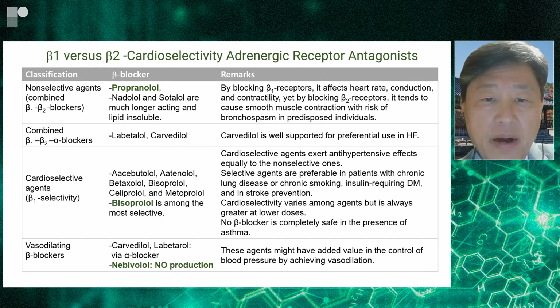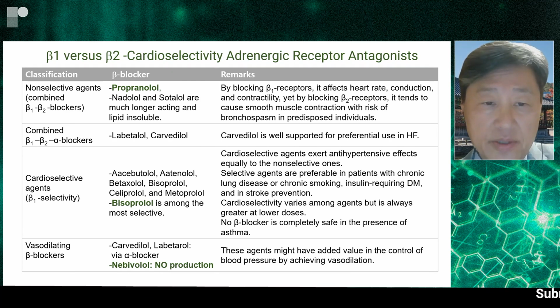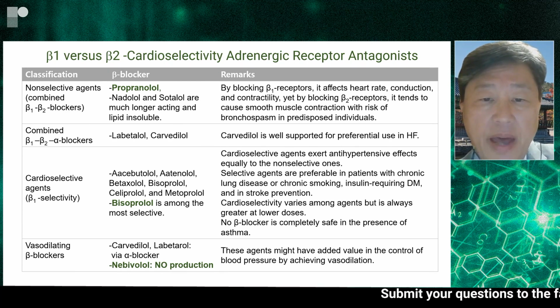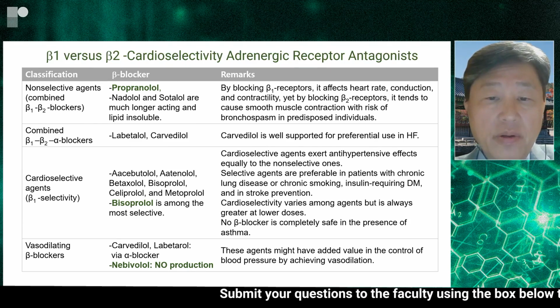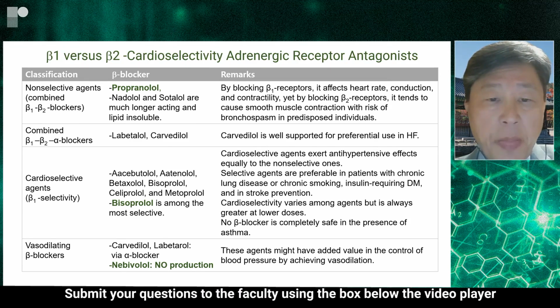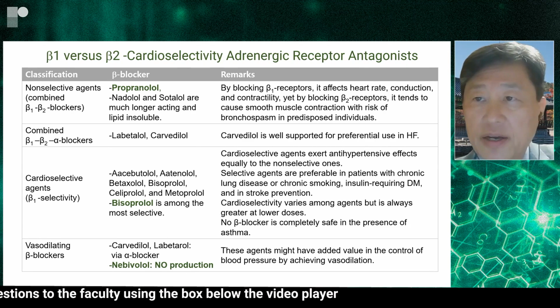Cardio-selectivity varies among agents but is always greatest at low doses. No beta blocker is completely safe in the presence of asthma. Among vasodilating beta blockers, carvedilol and labetalol act via an alpha blocking effect. In the case of nebivolol, it is via nitric oxide production. These agents might have added value in the control of blood pressure by achieving vasodilation.